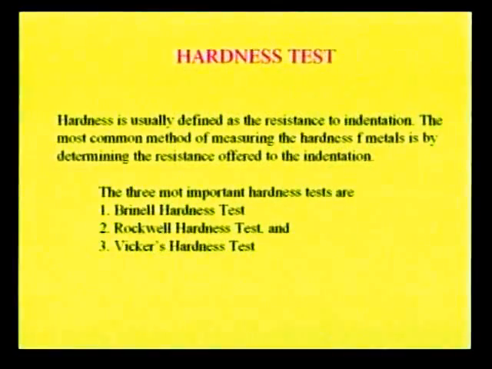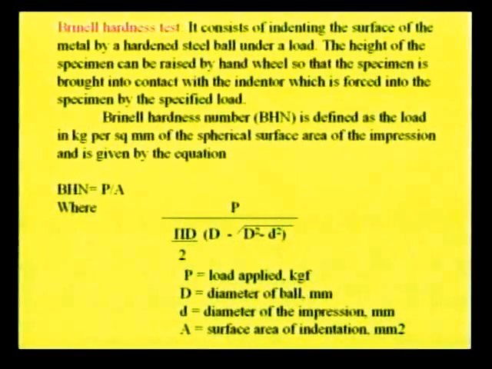The next one is hardness test. Hardness is usually defined as the resistance to indentation. The most common method of measuring the hardness of metals is by determining the resistance offered to indentation. The three most important hardness tests are Brinell hardness test, Rockwell hardness test and Vickers hardness test. First one is Brinell hardness test.